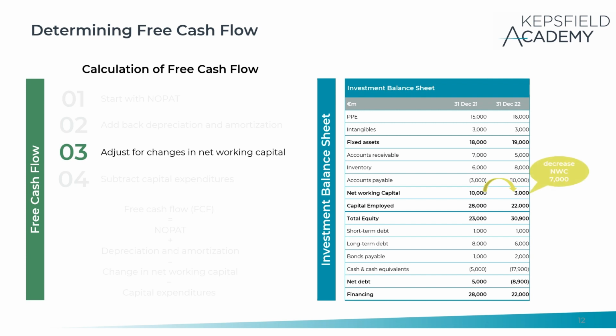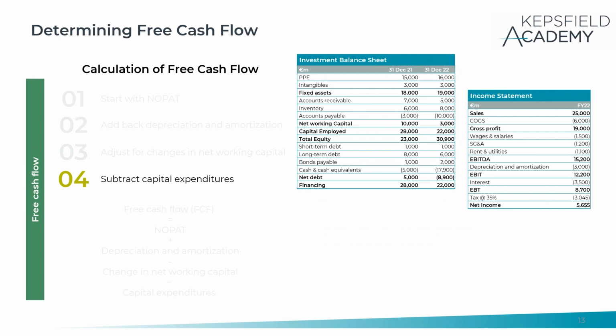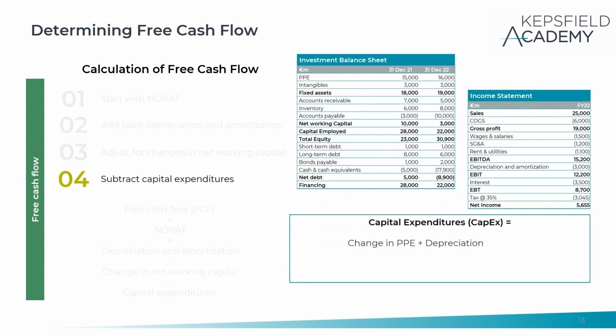The next step is the calculation of capital expenditure, or CapEx. Capital expenditures are investments made by a company to acquire or maintain long-term operating assets, such as property, plant, and equipment, PP&E. CapEx is not directly reported on the balance sheet or income statement, but you can calculate it using information available in these financial statements and related notes.